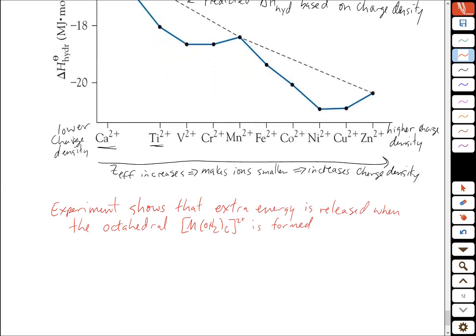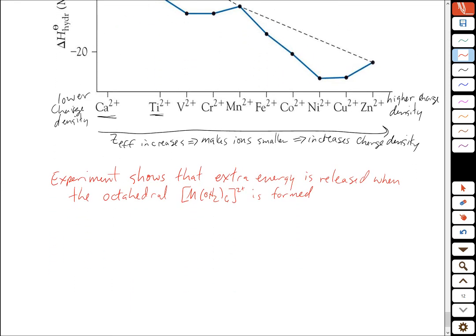Okay, I'm going to scroll down here. I'm going to show this quickly, and then I'll go back up to the diagram. So we have an energy level diagram. Okay, titanium 2 would be d2. So this is delta O. And so we would have this situation for titanium 2.